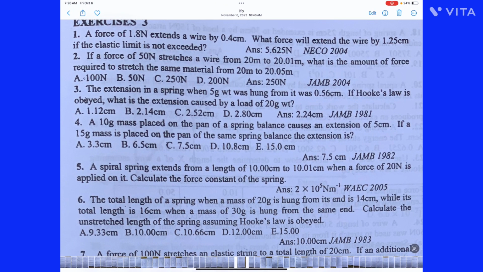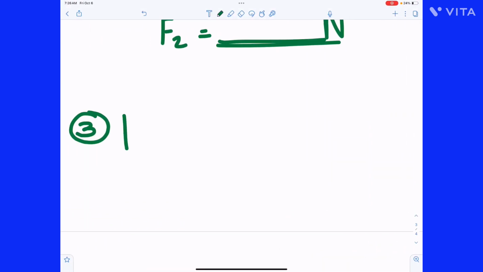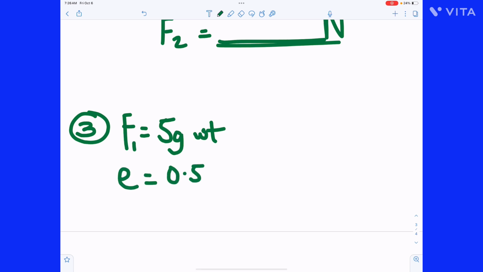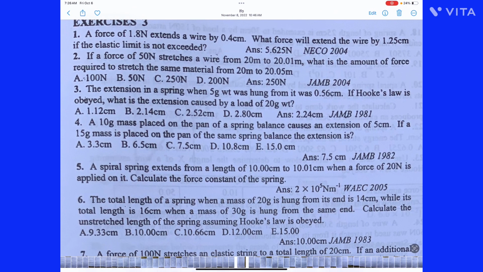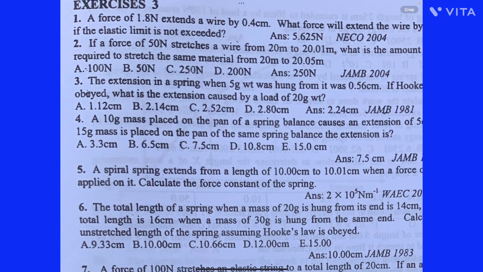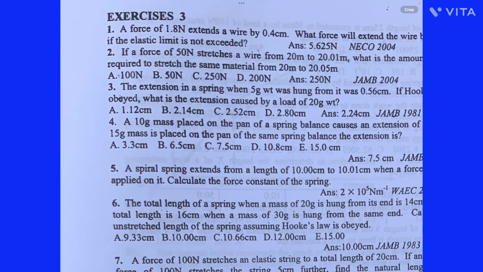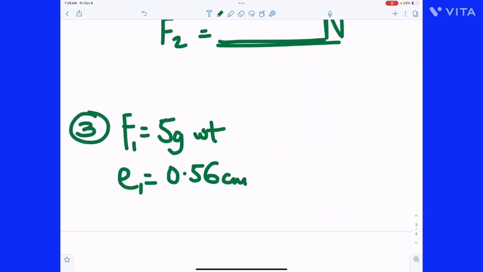Question 3 says, the extension in a spring when a 5 gram weight was hung from it is 0.56 centimeters. So sometimes our force can be written in grams. The extension produced by this weight is 0.56 centimeters. So we know our F1 and we also know our E1, which is the extension that F1 produces. Can you see that now? The question says, if Hooke's law is obeyed, what is the extension caused by a load of 20 gram weight? So that means we have F2.